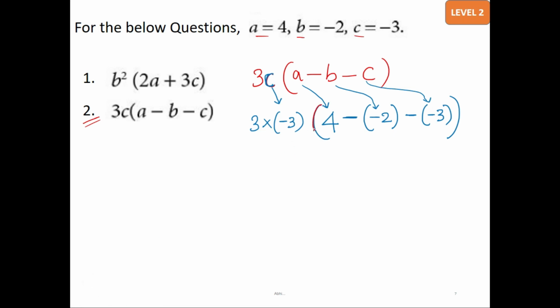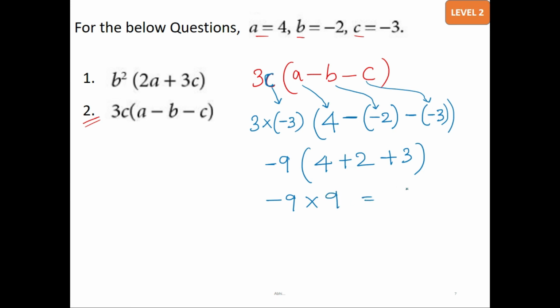Now, if you feel confused, this is the bracket that's already there. What is 3 times negative 3? It's going to be negative 9. Inside brackets, I have 4, and negative multiplied by a negative is going to be positive 2. Again, a negative and negative is going to be a plus 3 there. So I have negative 9 multiplied by 4 plus 2, 6, 6 plus 3, 9. My answer is minus 81.